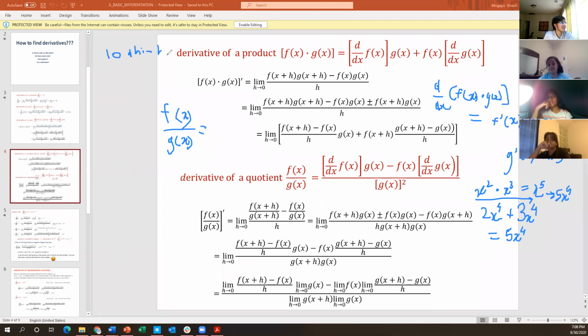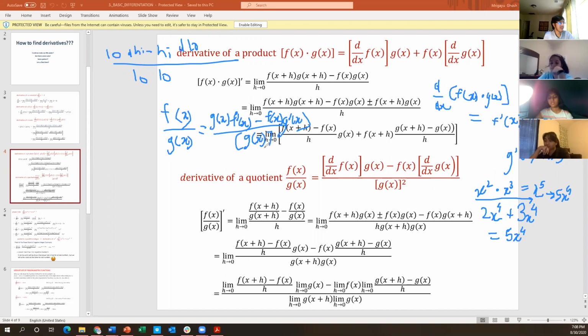Low D high minus high D low over low low. So this is low, g of x, times f prime of x, minus high, f of x, times g prime of x, over low low. Low low is just low times low, so that's g of x squared. So that's your quotient rule.